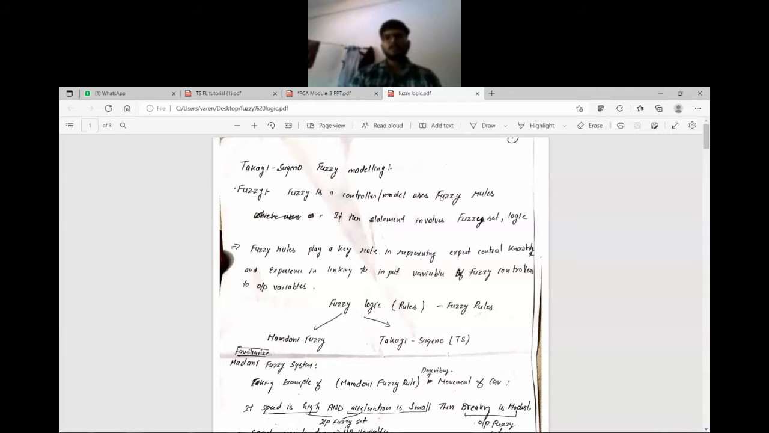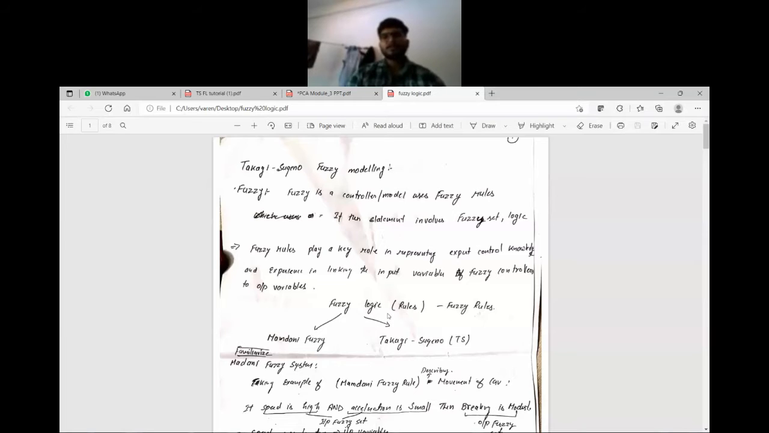We will discuss the topic of fuzzy modeling, and we will discuss the topic of Takagi Sugeno fuzzy modeling. So let's start with the discussion. Let's first discuss what a fuzzy model is. A fuzzy model is a controller which uses fuzzy rules to define the fuzzy controller. And a fuzzy system uses if-then statements, which involve fuzzy sets, fuzzy logic, and fuzzy inference.